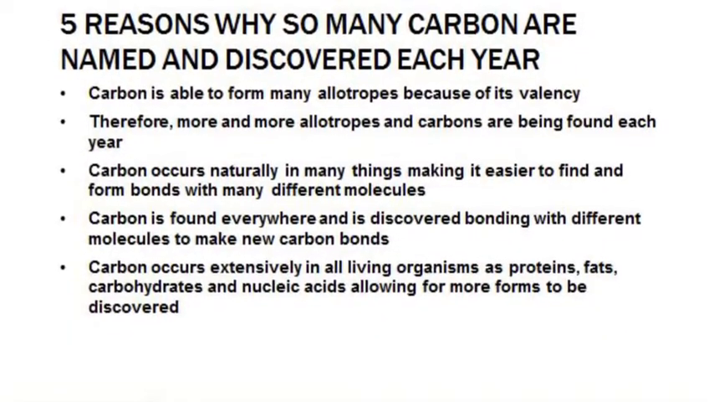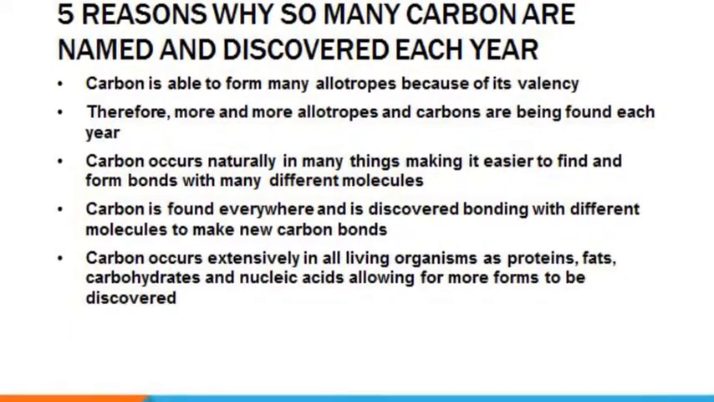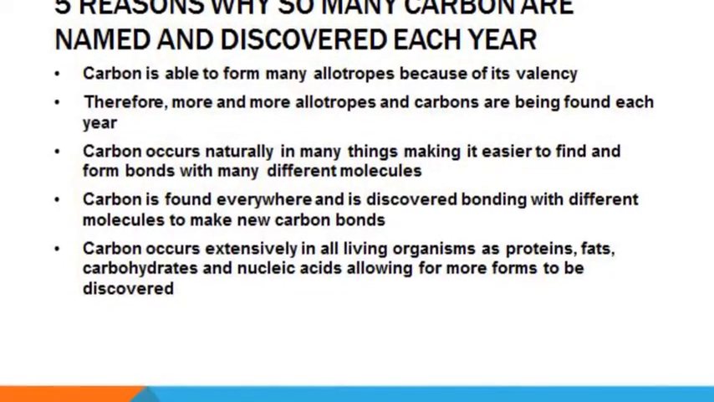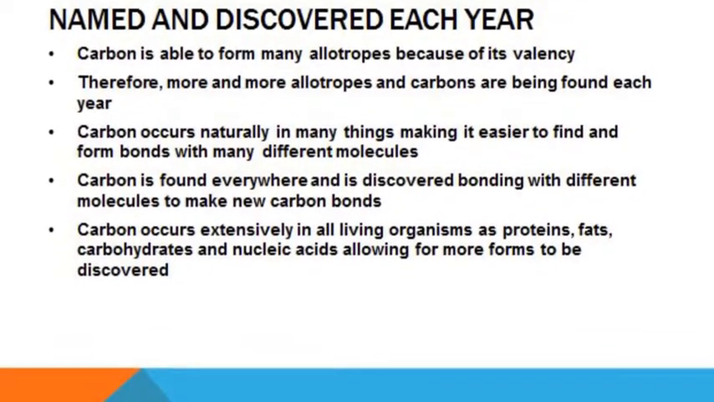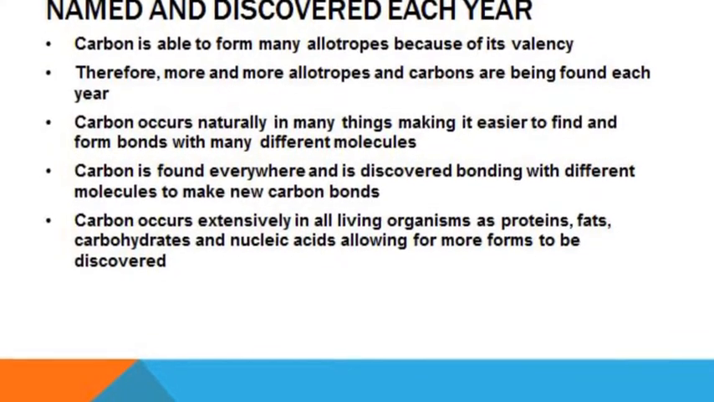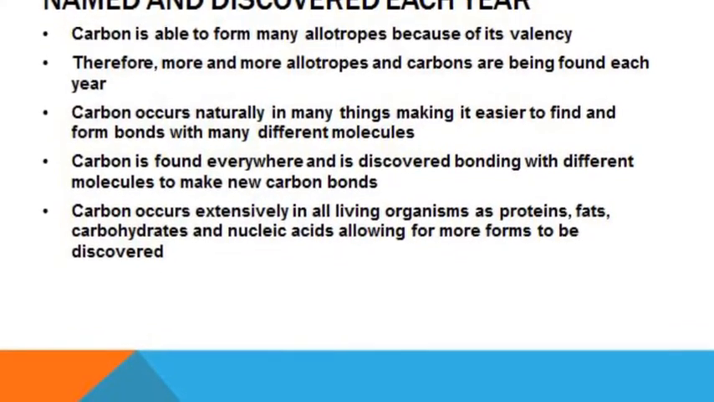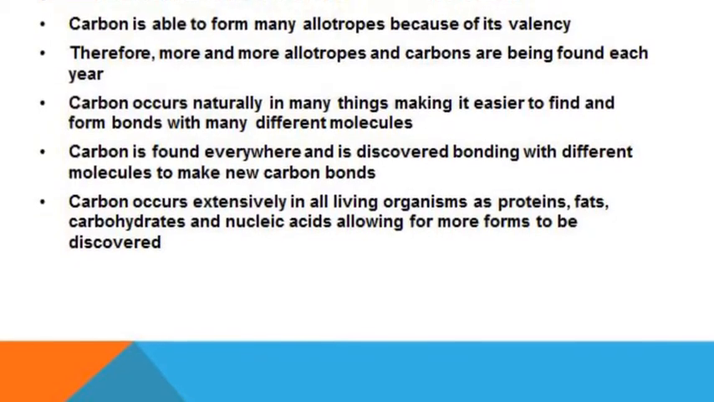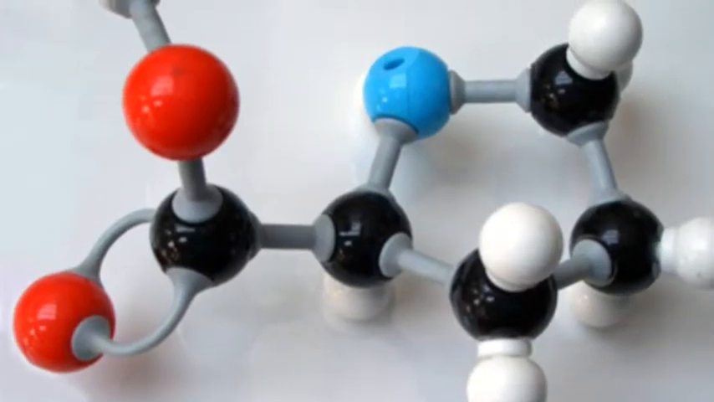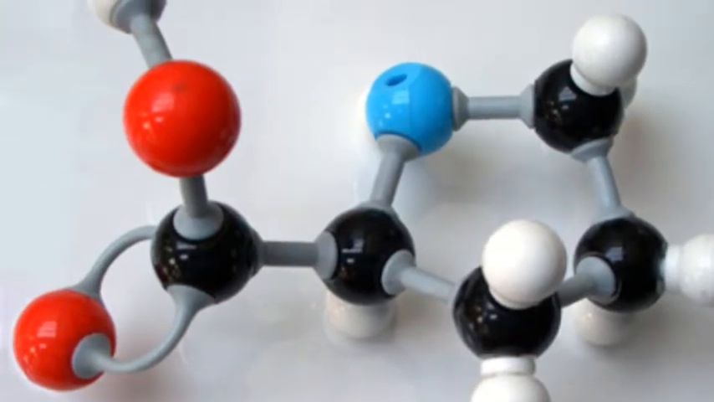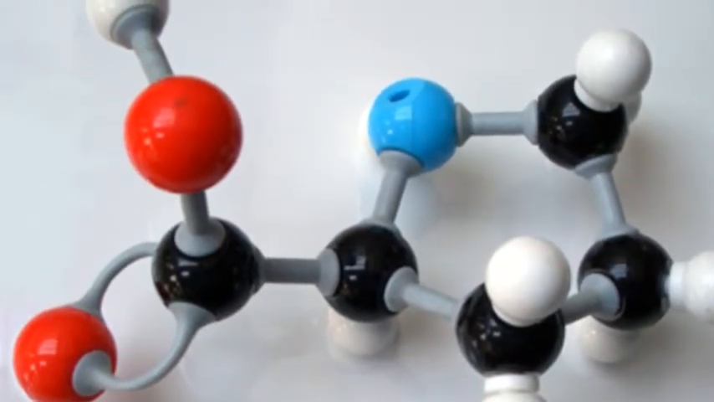Here are 5 reasons why so many carbon compounds are named and discovered each year. Here are just a few. Carbon is able to form many allotropes because of its valence. Carbon is found everywhere and is discovered bonding with different molecules to make new carbon bonds. On the next few slides will be definitions of different functional groups as well as some example diagrams.